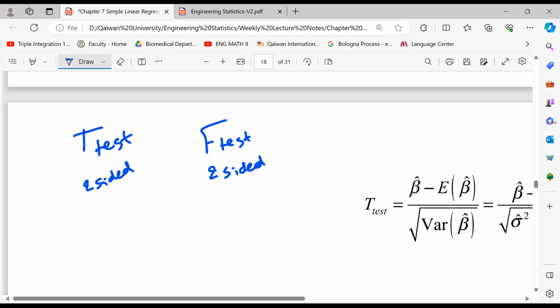What if this is one-sided? We can only use t-tests. We cannot use f-tests for one-sided problems. For a one-sided test, we cannot use the f-test. We can only use the t-test. So now we conclude that the t-test could be used for both two-sided and one-sided problems, but the f-test is only used for two-sided ones.